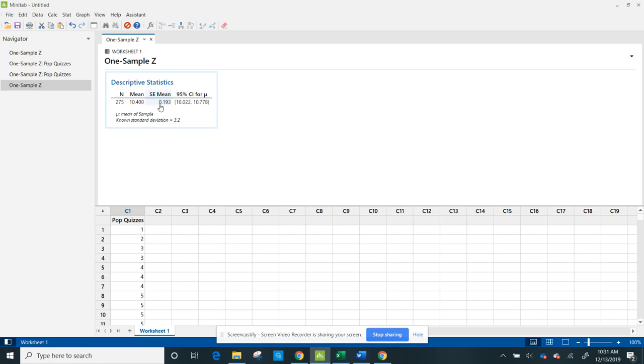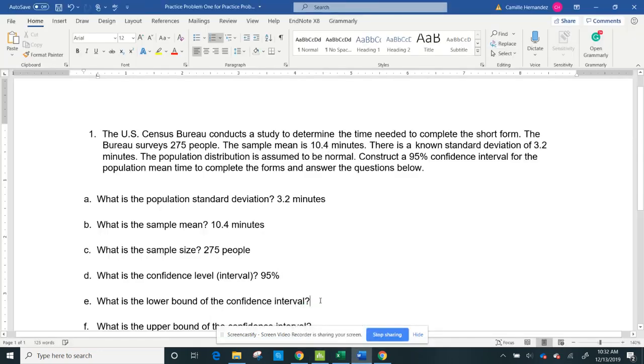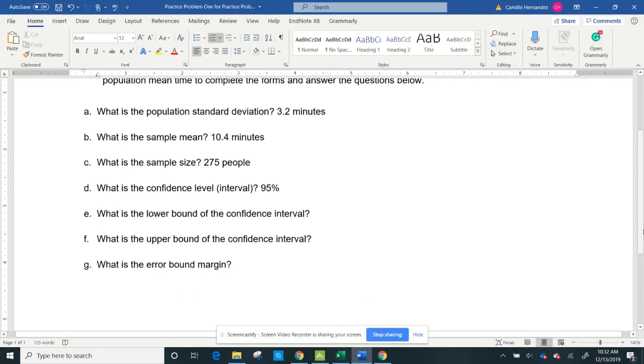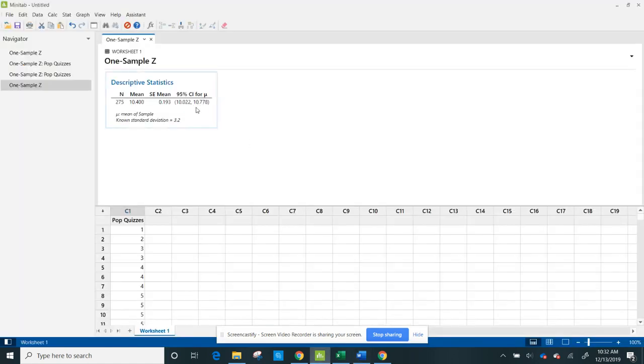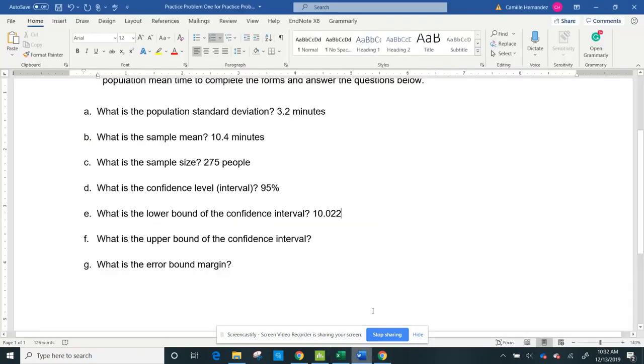I'm not going to worry about standard error, but then I go here and 10.022 is my lower bound. So I'm going to put this here, my lower bound, 10.022. And then I need my upper bound. If I go back here, my upper bound was 10.778. All right, and I need to find my error bound margin.